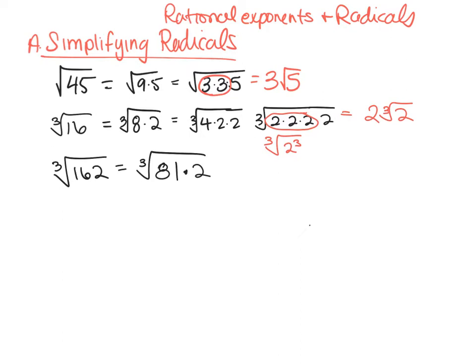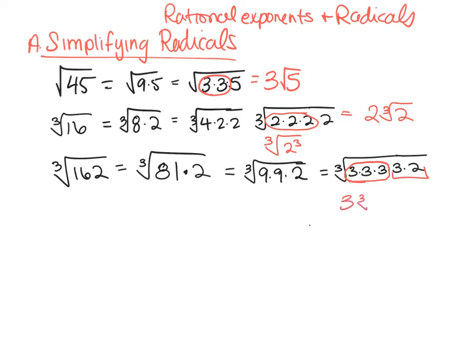Which is, yes, 9 times 9 times 2. We can further split it, 3 times 3 times 3 times 3 times 2. And it's a cube root, so I'm looking for a group of how many of the same number? 3. 3 of the same number. I have 3 threes here. So it would be 6. And then it would be 6 on the inside. Oh, 6 on the inside.